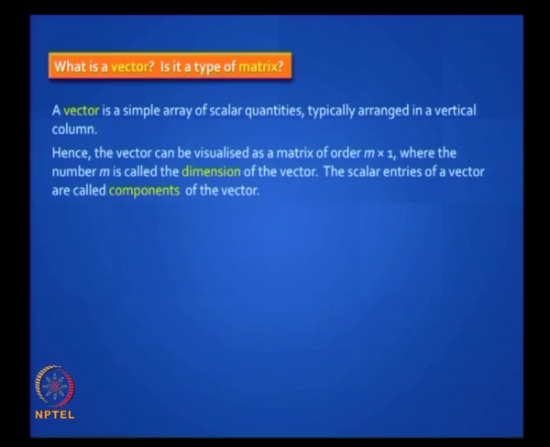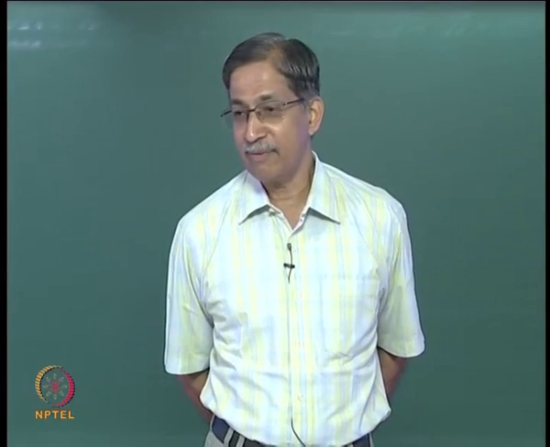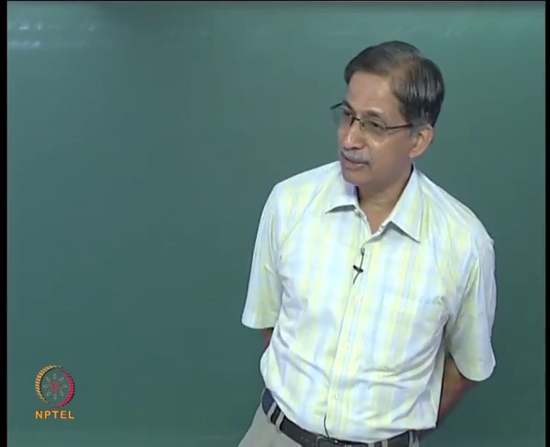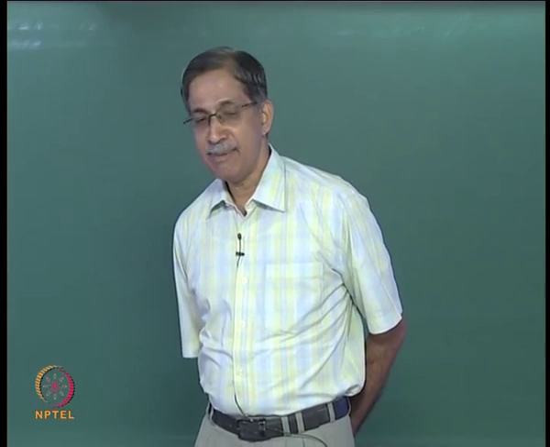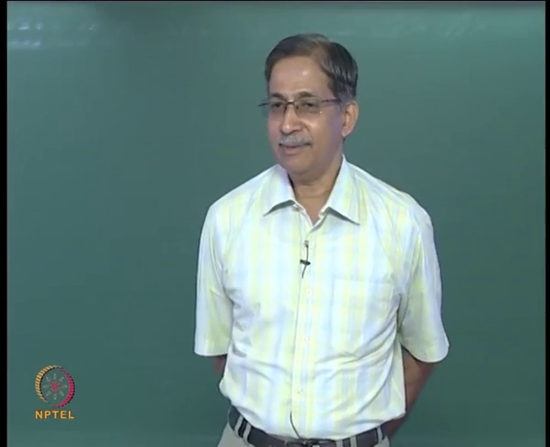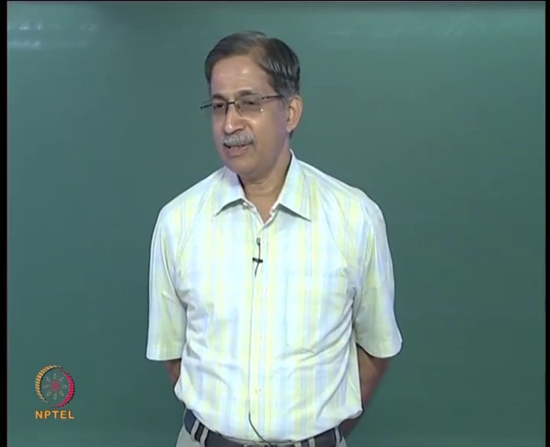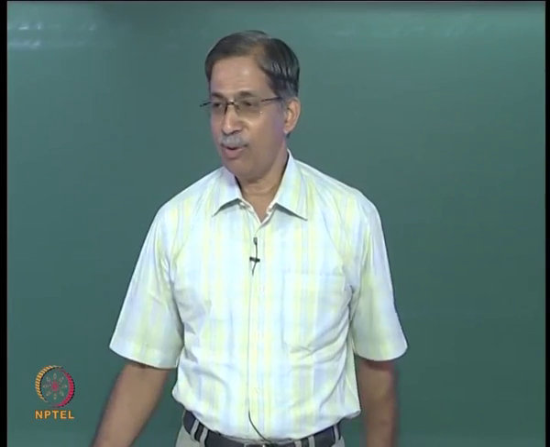A vector is a simple array of scalar quantities typically arranged in a vertical column. Hence the vector can be visualized as a matrix of order m into 1, and you don't use the word order anymore, you use the word dimension. Okay, m is the dimension, and you can say elements, but the right word to use is components. You have components in a vector and elements in a matrix. You have dimension in a vector because one of the order items is equal to unity, and you have an order in a matrix.